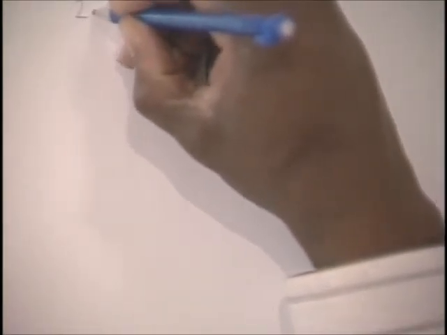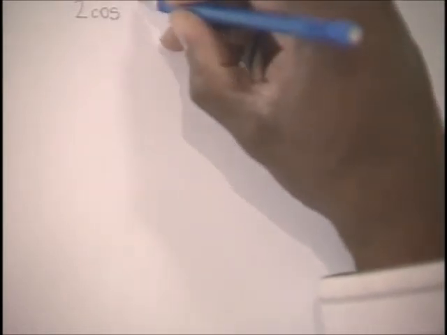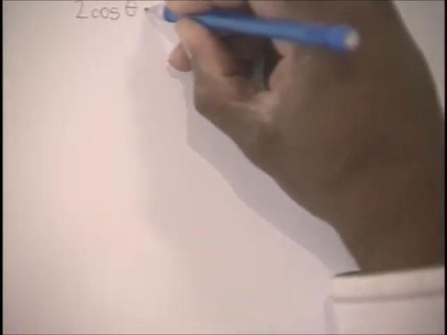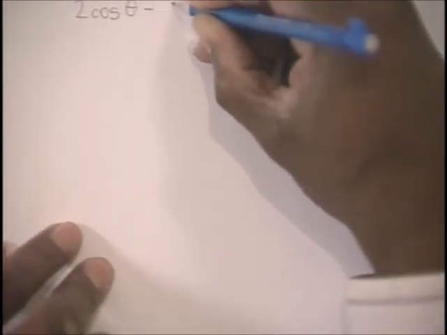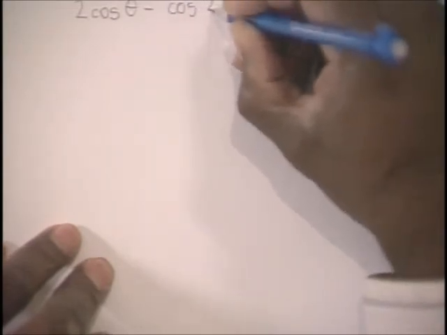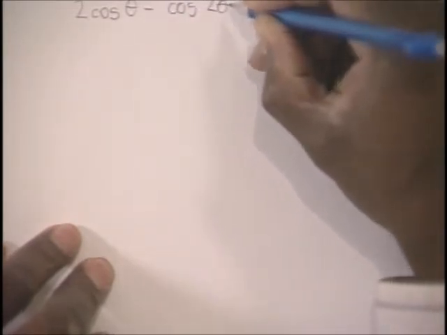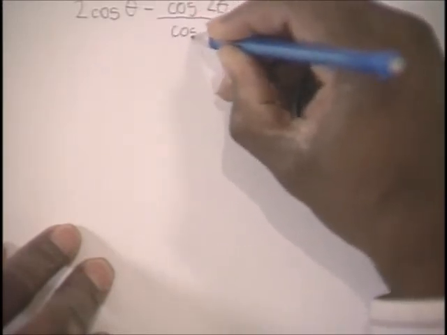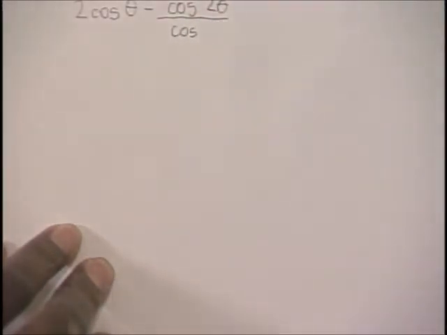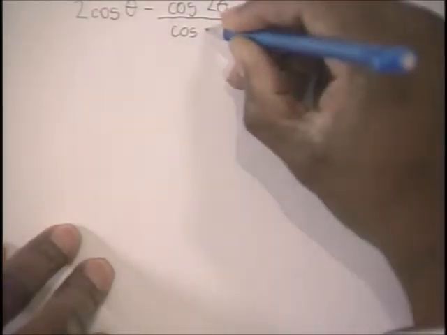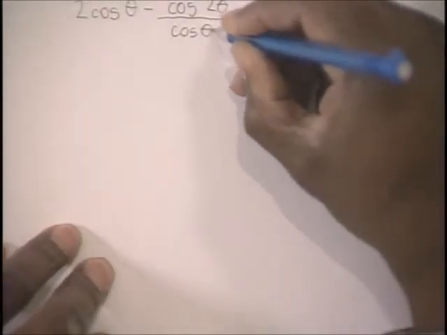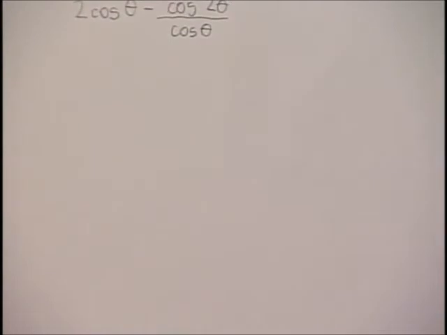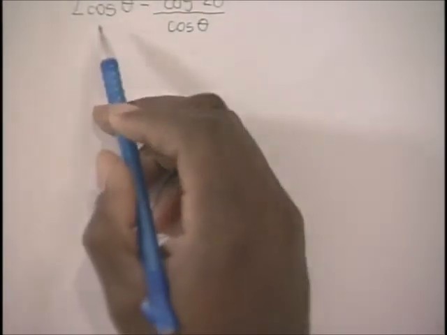All right, so let's say we have 2 cosine theta minus cosine 2 theta over cosine theta. Oh, I don't want to. Yeah, let's do it. Too late now. Let's do it. All right. So, let's make sure I wrote down the problem right.